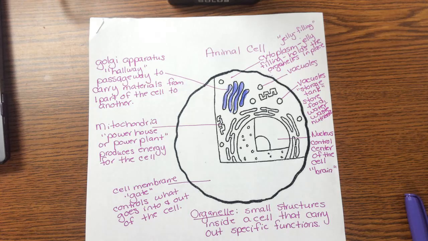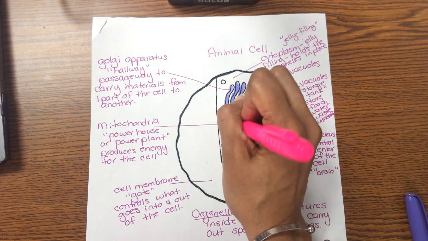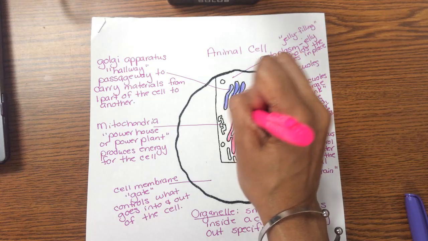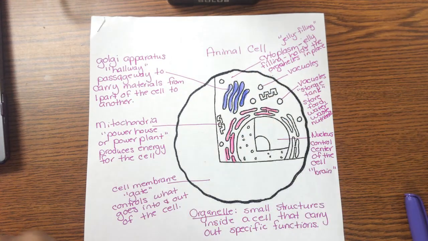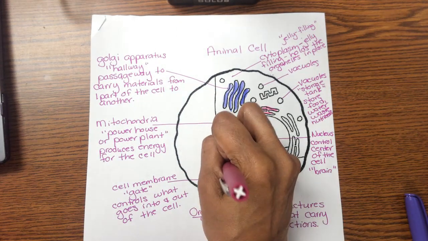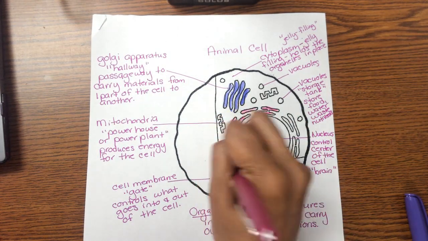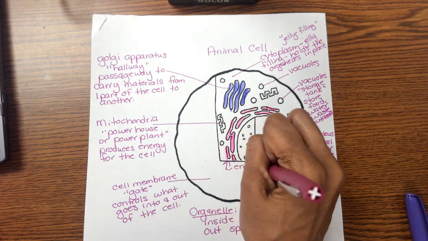All right. I'm going to color these pink things around the nucleus. Okay. This is your endoplasmic reticulum.